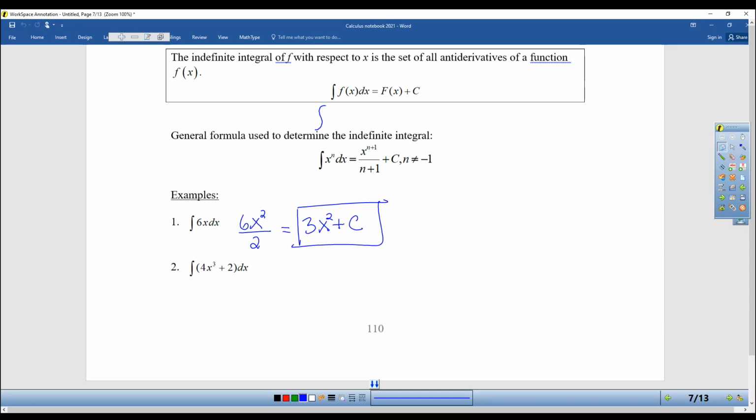All right, next one. So I raise the exponent by 1. The 4 gets to stay, the 2 gets to stay. I raise the power by 1, and then I divide by whatever that power is. If there's no x there, it's really x to the 0, so now it's x to the first, technically divided by 1, but you don't have to write that. And then plus c. Of course, you should simplify it. x to the 4th plus 2x plus c.